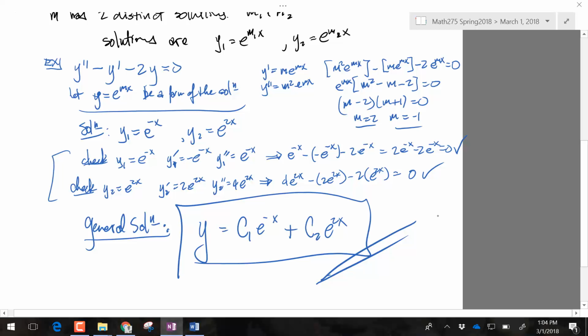Yeah, but let's first check the one where you get only one real root, because that could happen.